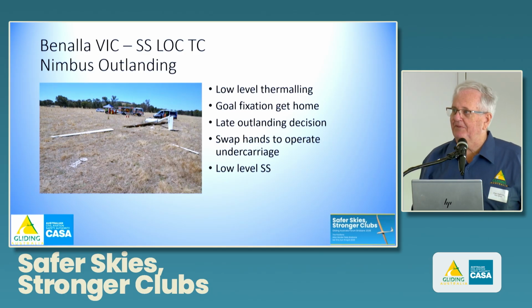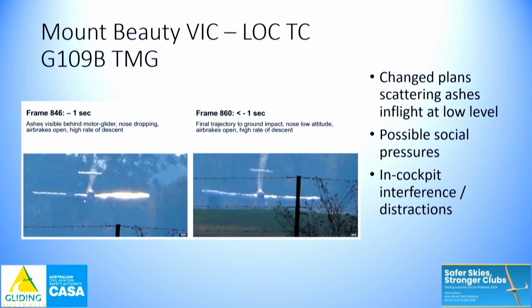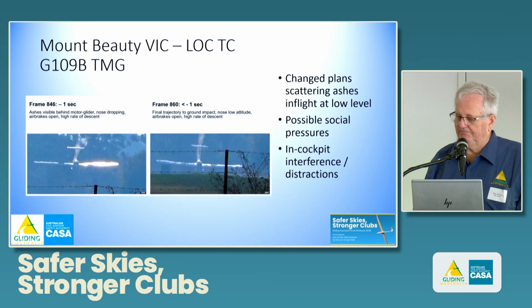More recently, this is a bit rough, this one. Mount Beauty, loss of control and terrain collision. A Grob 109 touring motor glider crashed at Mount Beauty. This one makes it pretty sad. It was a tragic accident with the Grob 109 doing a low-level pass down the runway to scatter ashes of a flying friend.